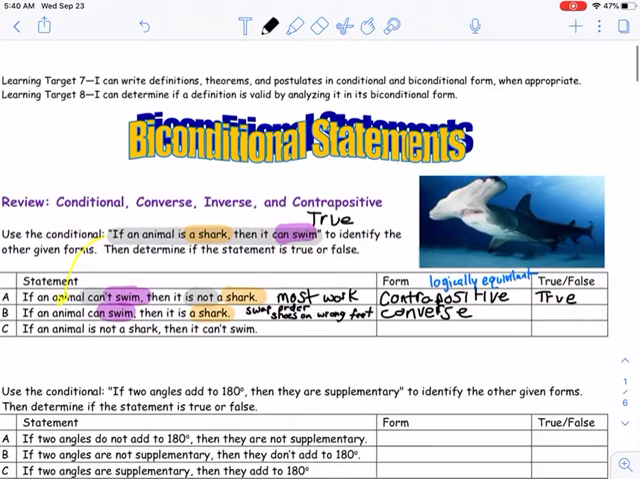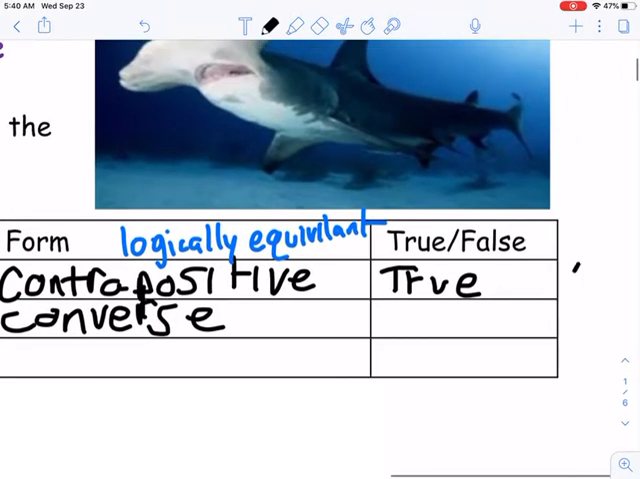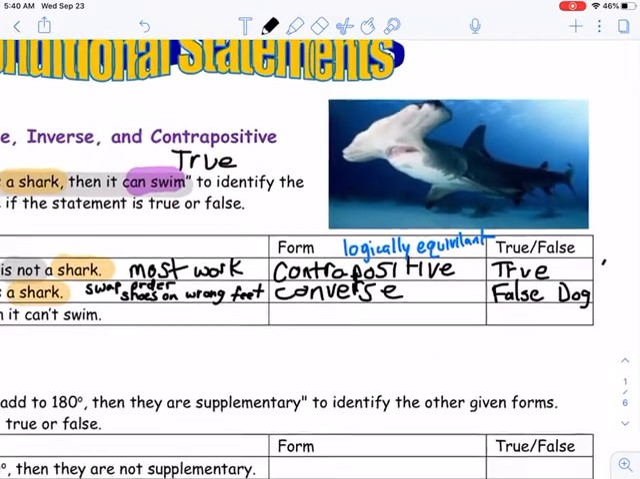So if an animal can swim, then it is a shark. That's false. Basically, any animal can swim. There's not very many animals that can't swim. What's a famous animal that can swim? Dog. I have 2 dogs that can swim. In fact, they're sitting right next to me as I make this video. They love to go swimming.